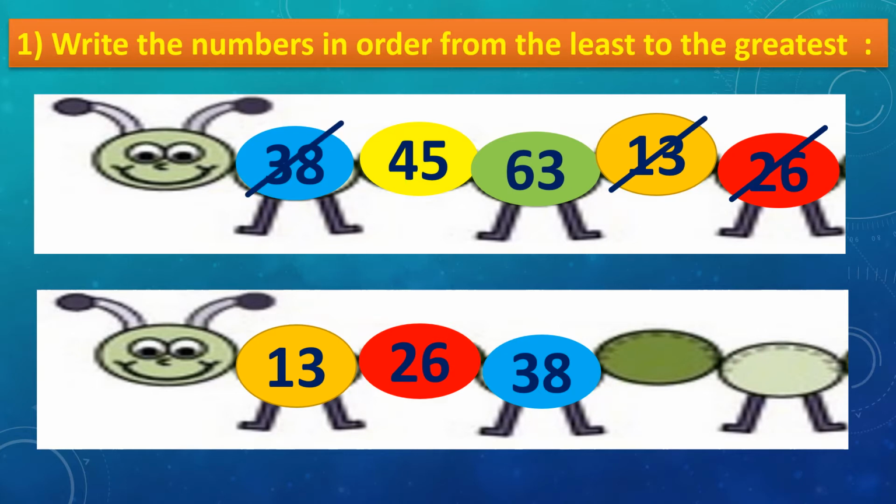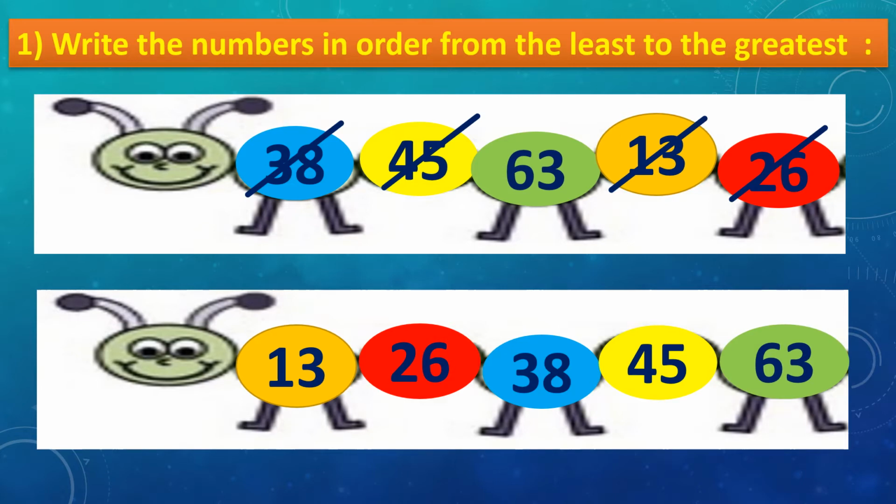Now we have 4 and 6. Which is the smallest? 4. So 45 is smaller than 63. And the last number is 63. Here we have 13, 26, 38, 45, and 63. The smallest number is 13 and the greatest number is 63.